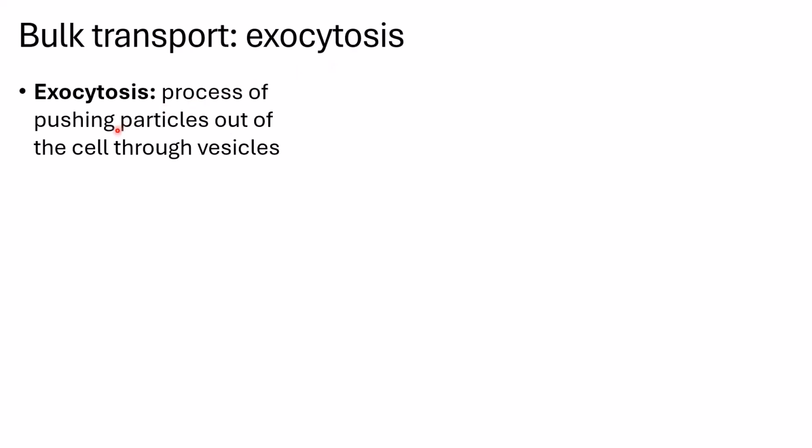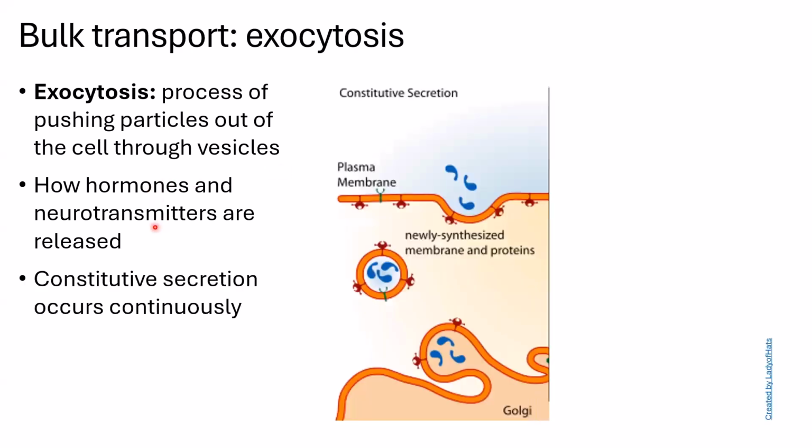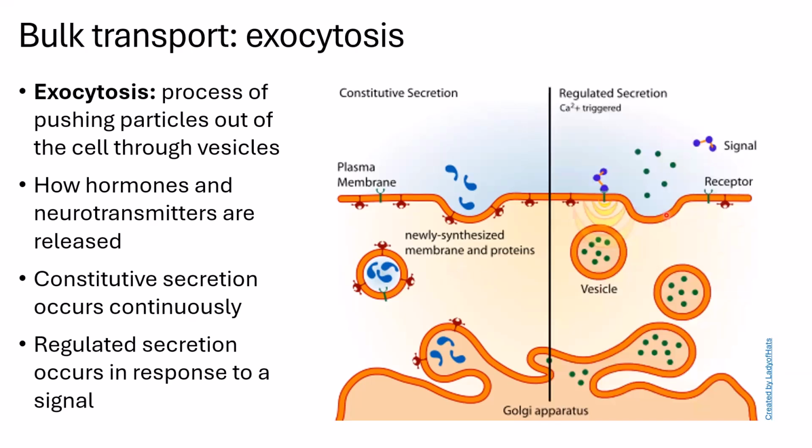Exocytosis, with exo meaning outside, is when vesicles fuse with a membrane to release their contents out of the cell. This is generally how hormones and neurotransmitters are released. Constitutive secretion refers to exocytosis that occurs continuously, while regulated secretion is when exocytosis occurs in response to a signal. For example, neurons often receive signals that tell them to release their neurotransmitters.